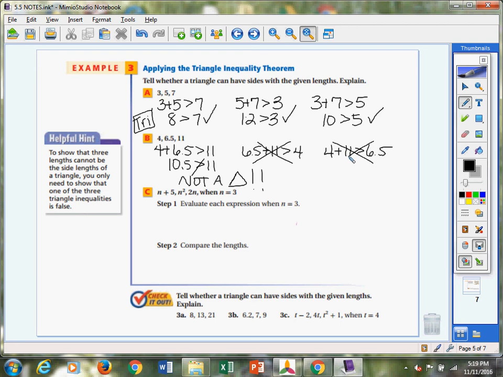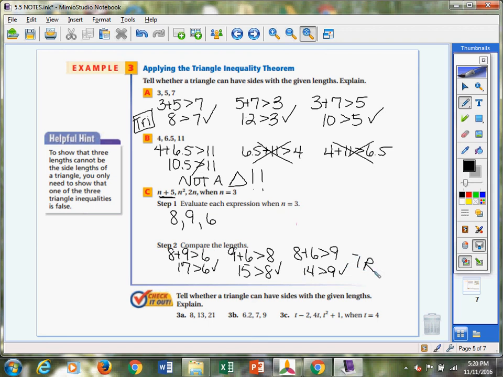So first thing we're going to do is figure out the side lengths. If n is 3, 3 plus 5 is 8, 3 squared is 9, and 2 times 3 is 6. So there are our side lengths. And then we're going to do the same thing. 8 plus 9, is that bigger than 6? Is 9 plus 6 bigger than 8? Is 8 plus 6 bigger than 9? And so we've got 17 is bigger than 6. Yes, it is. 15 is bigger than 8. Yes, it is. 14 is bigger than 9. Yes, it is. We have a triangle.